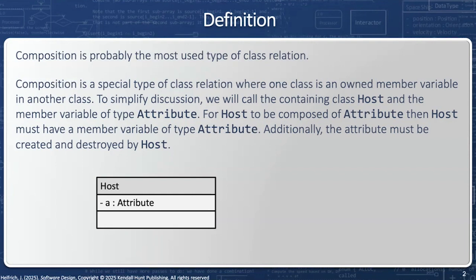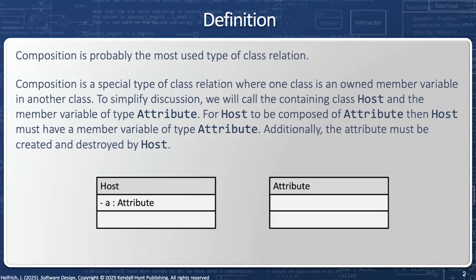The data type is attribute, which means I have to have another class called attribute, and there's going to be a horizontal line between them, which means they're associated. But now this association is special because we have a member variable. And therefore, we're going to use the filled diamond, which is the composition diamond. And we really need to specify how many elements there are. In this case, there is one instance of attribute within the host class.